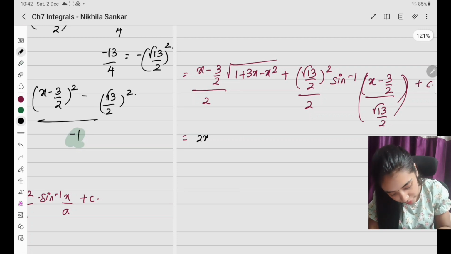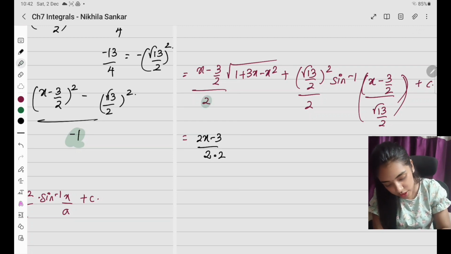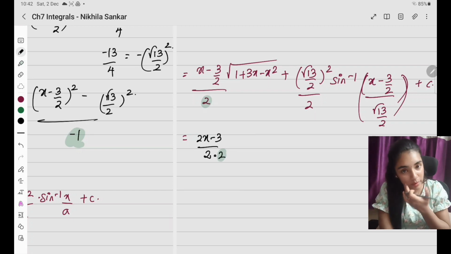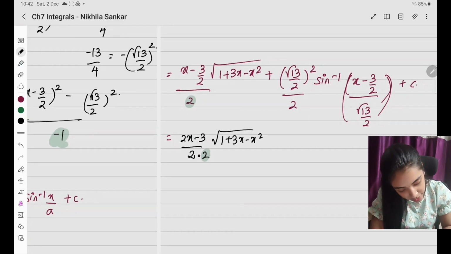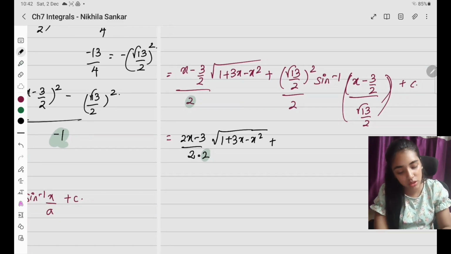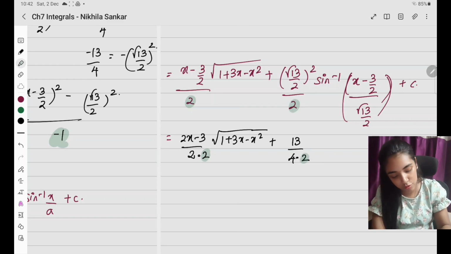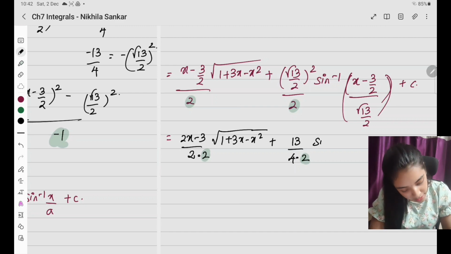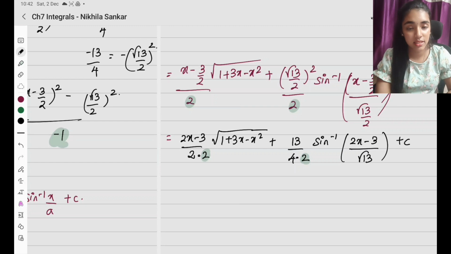Well, taking the LCM, I have 2x minus 3 divided by 2 is the LCM, and I already have a 2. So this 2 is nothing but this 2 divided by 2, isn't it? Square root of 1 plus 3x minus x square plus this term is going to be root 13 by 2, isn't it? So 13 divided by 2 square is 4 times I already have a 2. So this 2 is nothing but this 2. Okay? Times sin inverse of, taking the LCM, what happens? 2x minus 3 by 2 divided by root 13 by 2. The 2 and the 2 gets cancelled plus c.